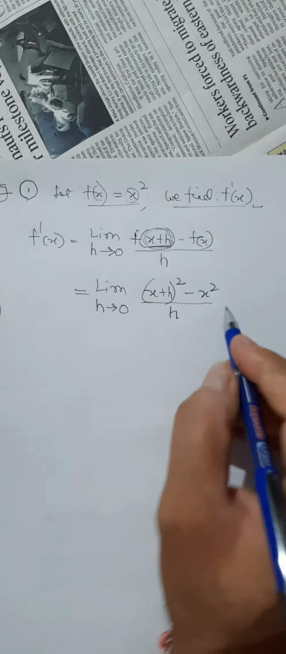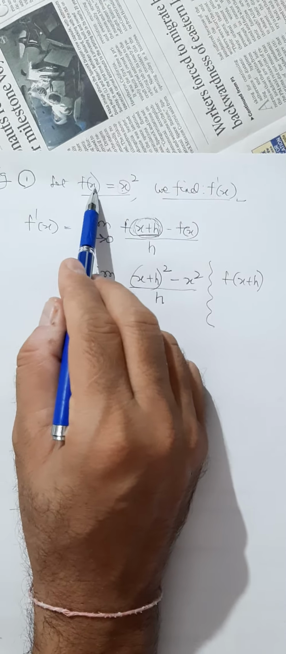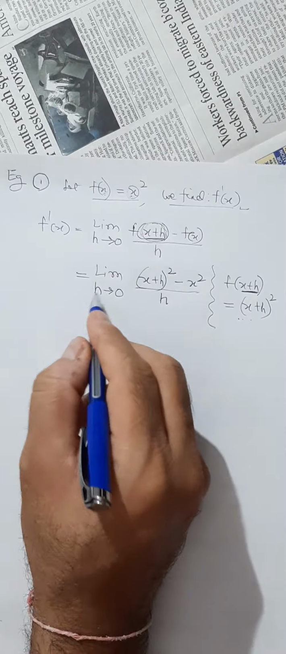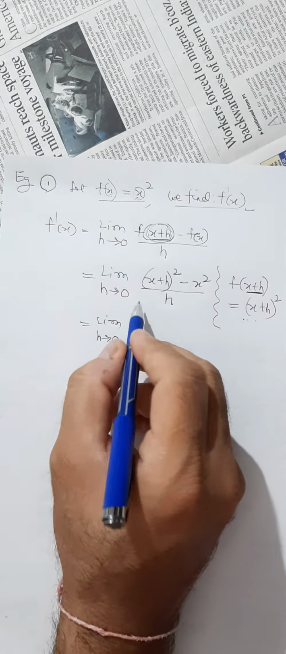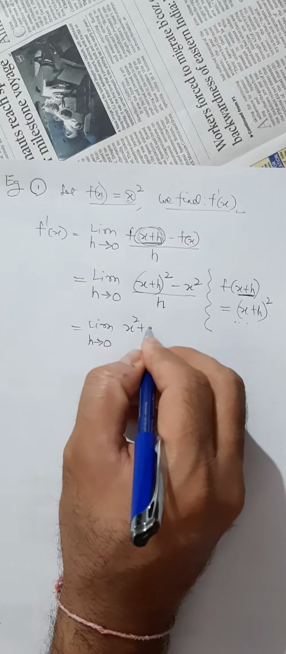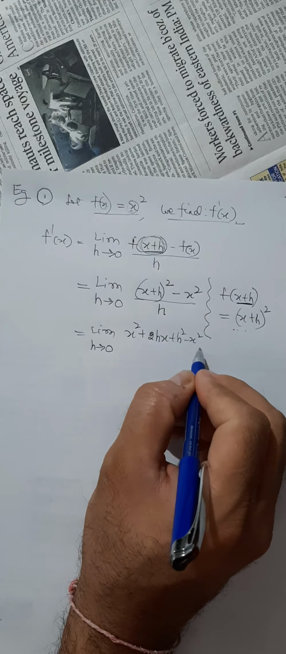Now this is a question of limit. I'll again come to this. f(x + h) means, in the formula of the function, whenever you have x, put x + h. So it becomes (x + h) the whole square, remember. This is important. Okay, come back to this now. So this is limit h tends to 0. Here just expand it. So x square + 2hx + h square minus x square, upon h.